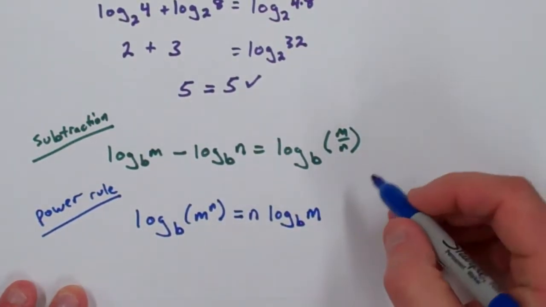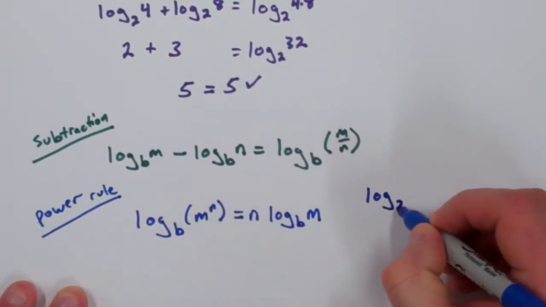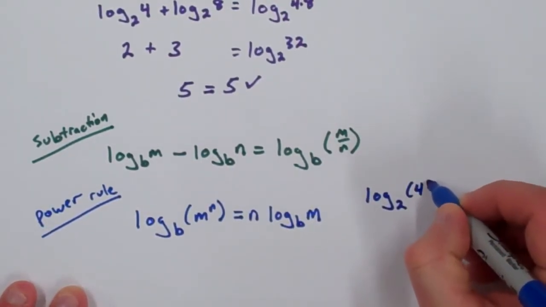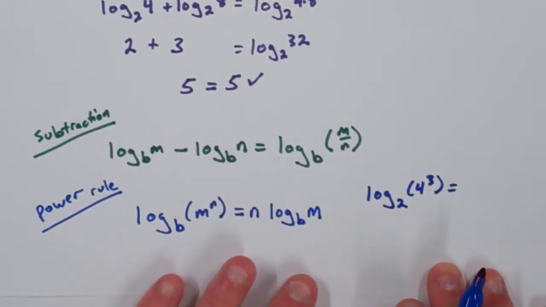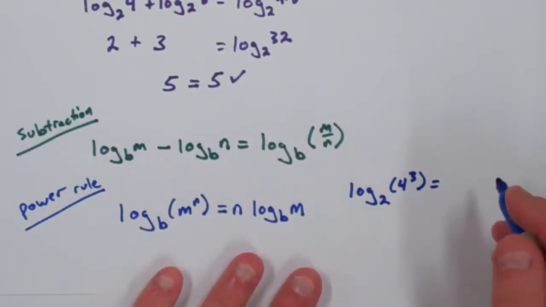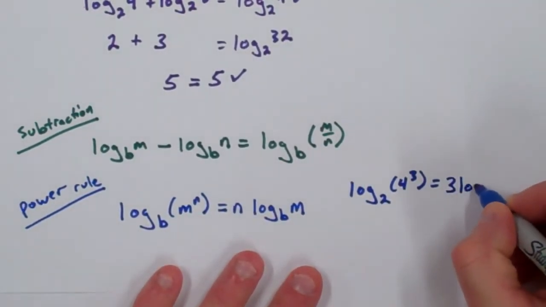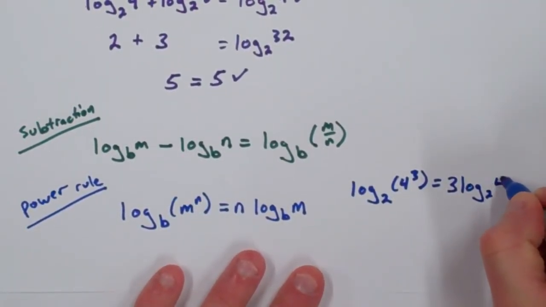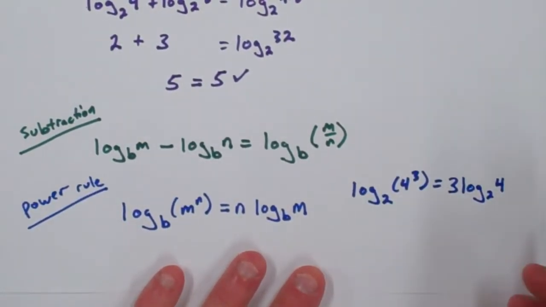I will show you how this one works though. So I'll give you an example with numbers. We'll do the log base 2 of 4 to the 3rd power. Using our power rule, we would state this to be equal to 3 times log base 2 of 4. We're going to take this exponent and move it out to the front. Wondering if this is true.